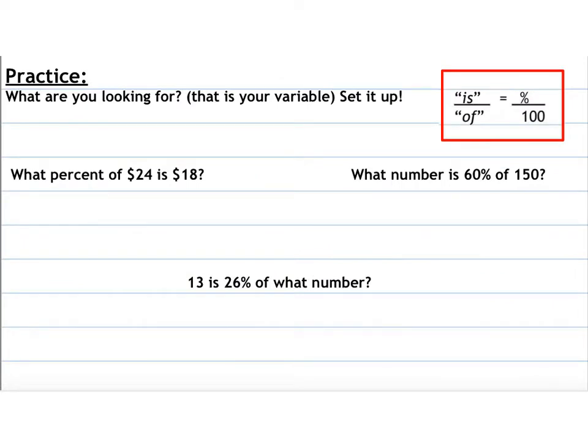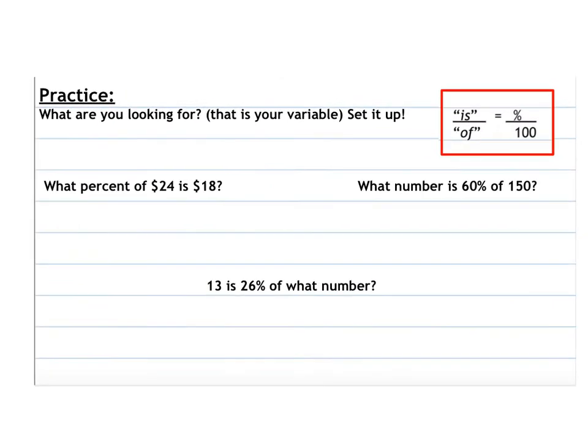Okay, so we're going to practice some here. The biggest thing to figure out is, what are you looking for? What is it that you are trying to find, or what part don't you know? That's what your variable is. Then we're going to set it up using, again, is over of equals percent over 100, same thing as part over whole, and then percent over 100. That doesn't change at all.